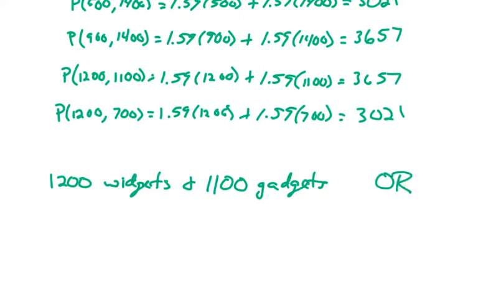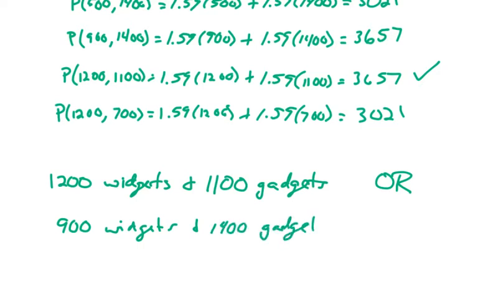or, so that was this one. So now we need to list the other one. The other one would be 900 widgets and 1,400 gadgets. We need to list both. Or if there were three, we'd have to list all three. Anything that gives you a maximum profit needs to be listed, and those are your answers, plural, in this example.